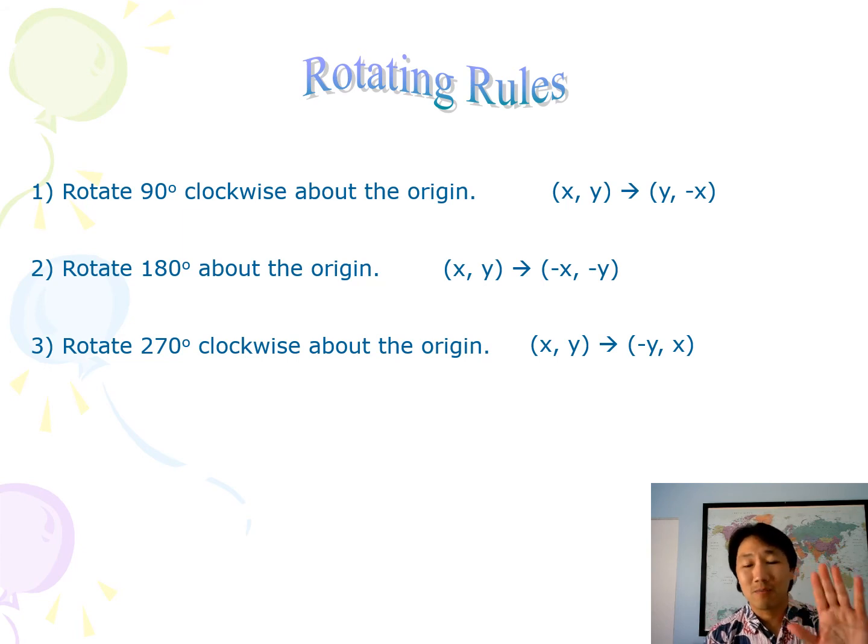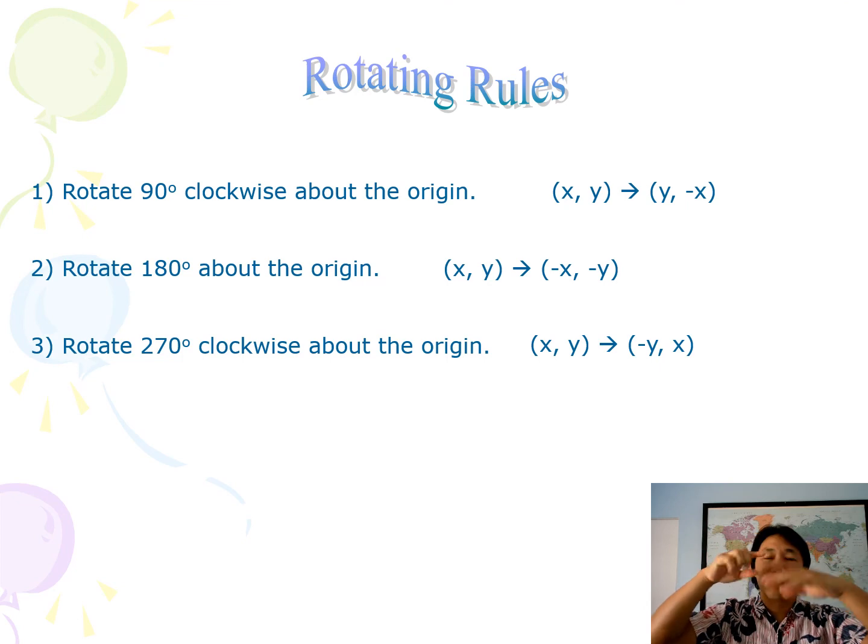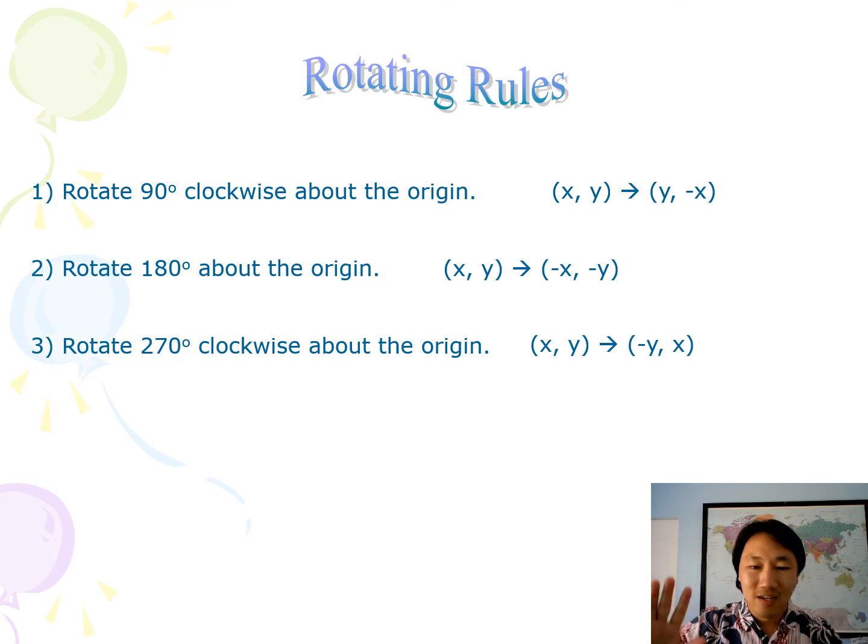And you don't have to memorize these rules. If you can visualize the rotation in your head, then you're good. But if you can't visualize it, then we have these rules for you. And again, they only work when you're going around the origin at 90 degrees, 180 degrees, and 270 degrees.